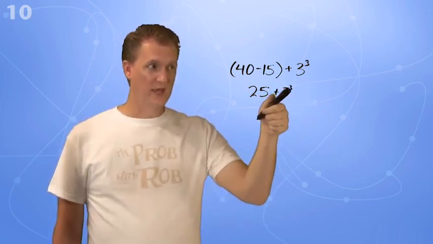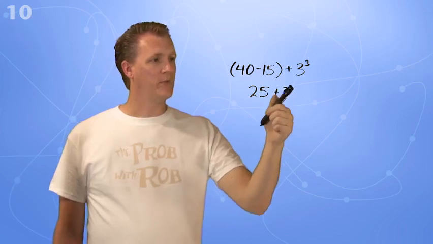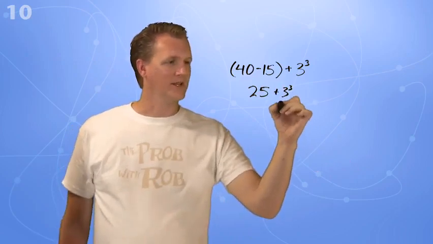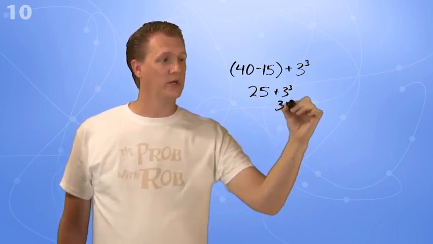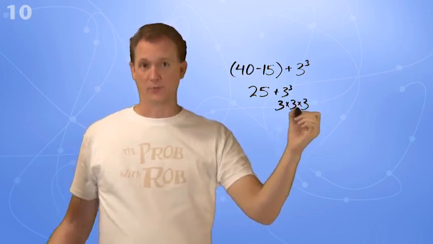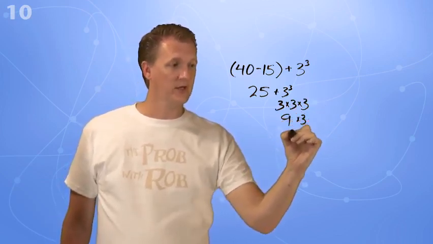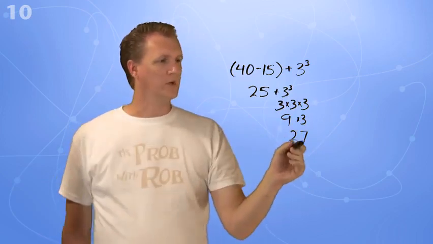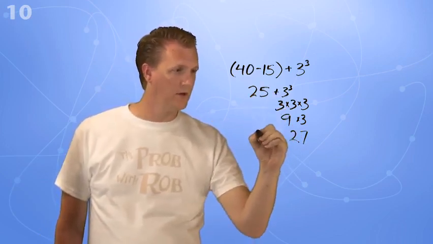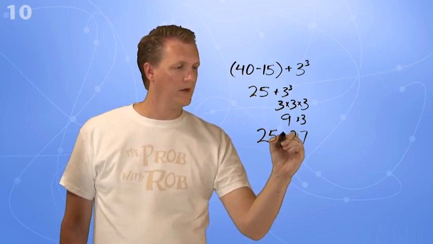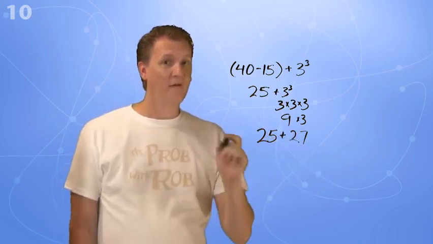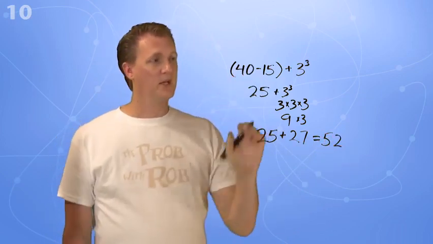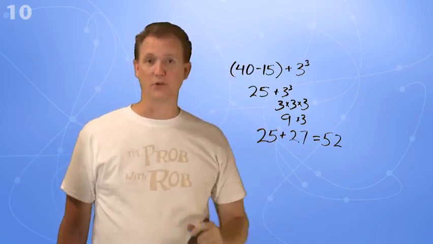And now we do the exponents next. So 3 to the power of 3 is 3 times 3 times 3. 3 times itself 3 times. So let's write that out so we don't get confused. 3 times 3 times 3. So 3 times 3 is 9. 9 times 3 is 27. So now we have our 3 to the power of 3, 27, and we bring down this 25. Let's not forget it. 25 plus 27 equals 52. So the quantity of 40 minus 15 plus 3 to the power of 3 is 52.